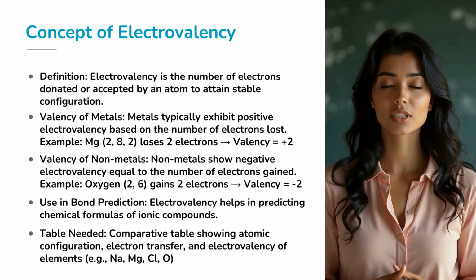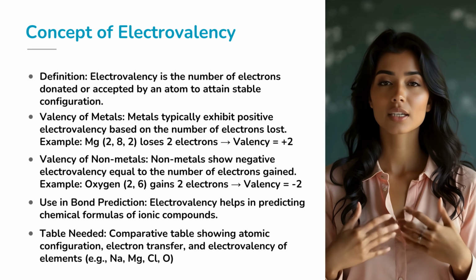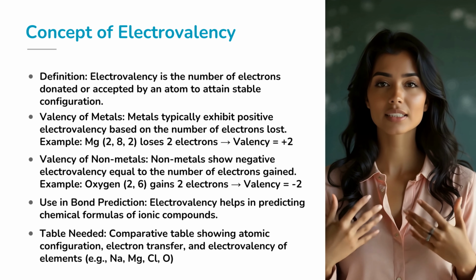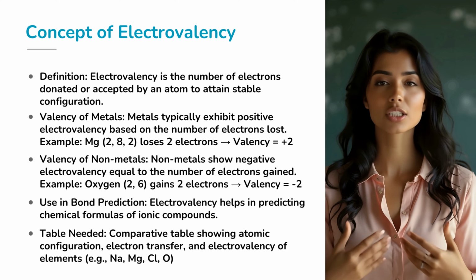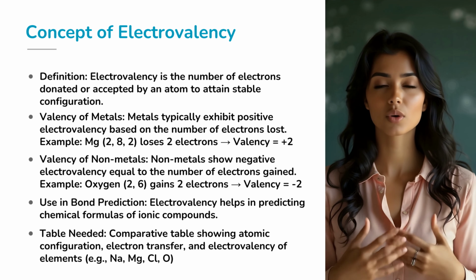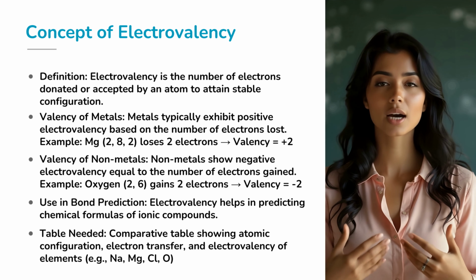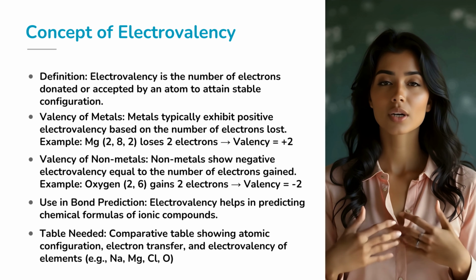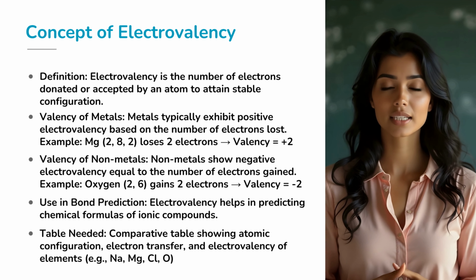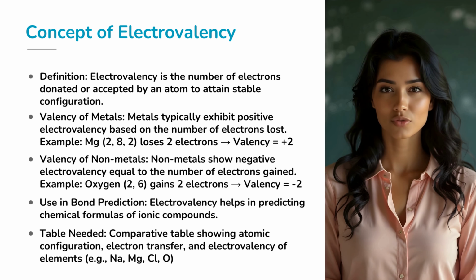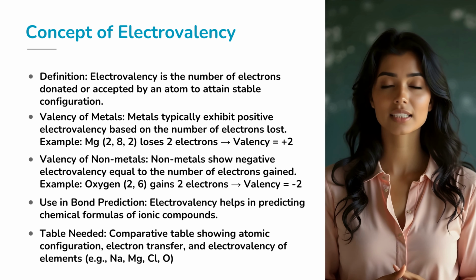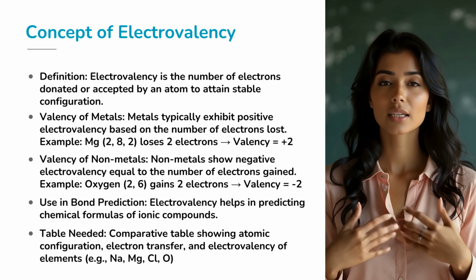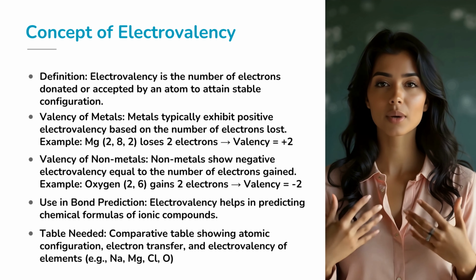This information helps us write the formulas of ionic compounds. Since both magnesium and oxygen have a valency of 2, one atom of each is enough to balance charges. So magnesium positive 2 plus oxide negative 2 gives magnesium oxide. It's a powerful tool. Using electrovalency, we can predict how atoms will combine in ionic compounds.